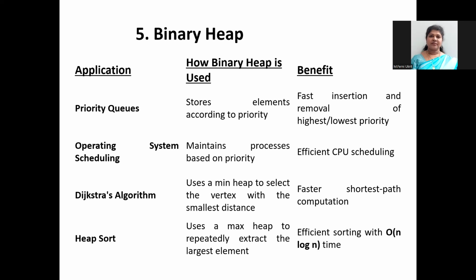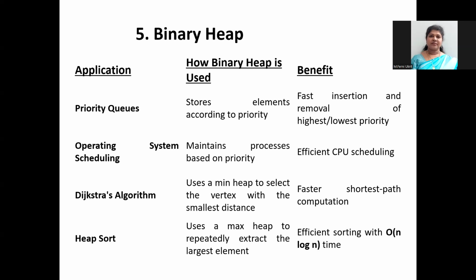And Dijkstra's algorithm finds the shortest path from the source. If there are vertices like A, B, C, D, and D has the smallest distance from the source, then D will be processed first. Then if B has the smallest distance, B will be processed next. So it quickly selects the next closest vertex and improves the efficiency of the algorithm. So a binary heap is involved here.